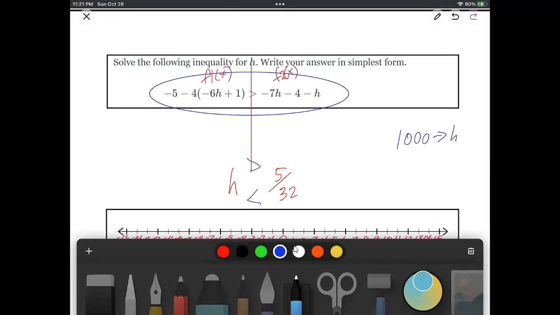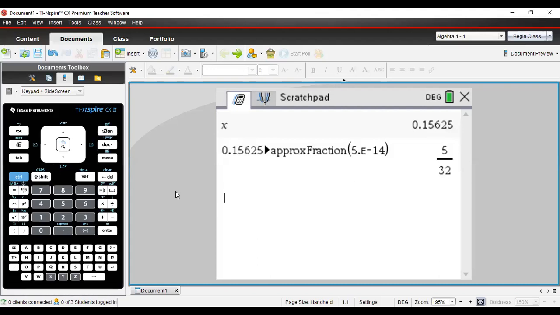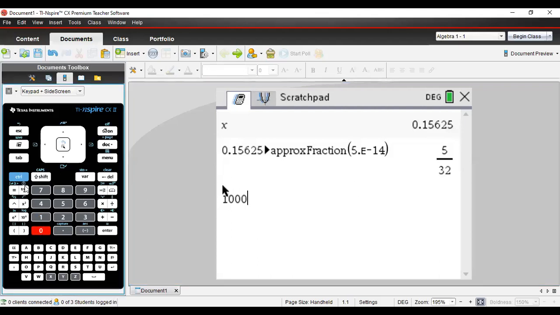So let's do that. Let me go back to the calculator. Not quite done with it. Now I am going to take 1,000 and store it into the letter h. When you're storing numbers, you can store it into any letter. It's only when you're graphing that you have to use x. Now I'm going to type in the inequality exactly like I see it: negative 5 minus 4 parentheses, negative 6h plus 1, close the parentheses.